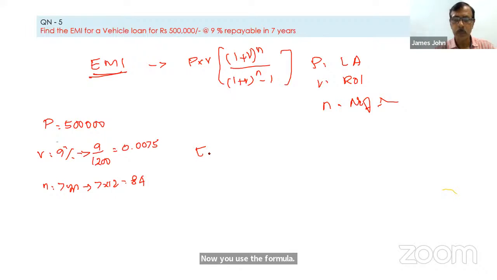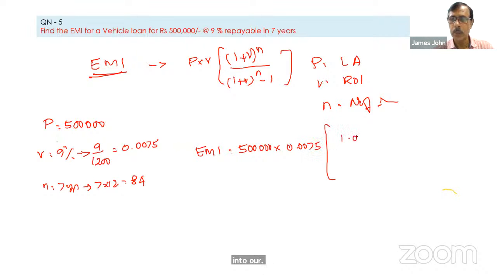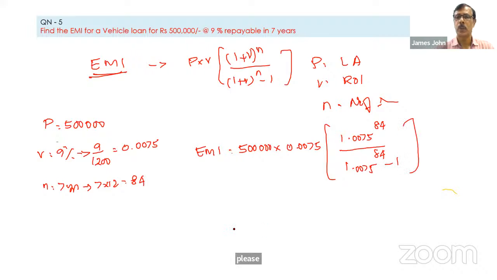EMI is equal to P, 5 lakh, into R, 0.0075, into 1.0075 raised to 84 divided by 1.0075 raised to 84 minus 1. This you simplify. Now the confusion with you is how to get the 84th power.